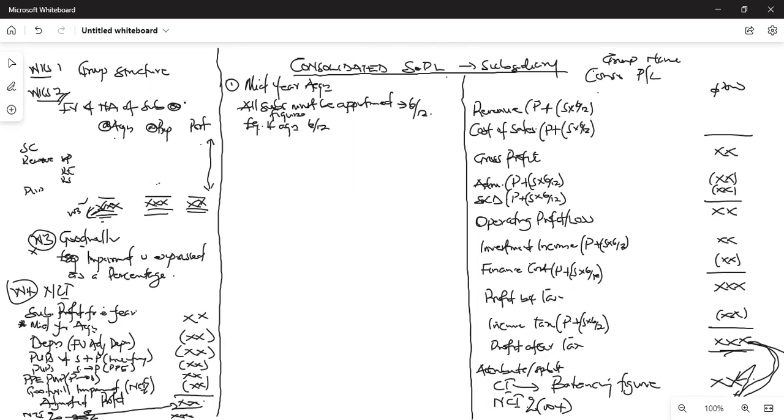Then we have trick number 2 that they would want to bring into your exam. That one is the intra-group trading. Do you remember when we were doing the balance sheet where the intra-group trading gives rise to receivables and payables?